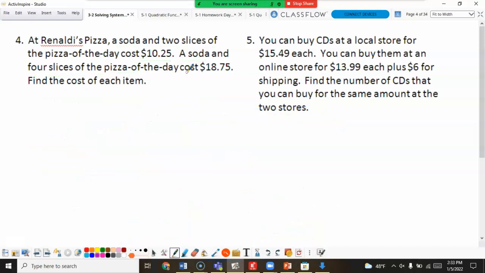We can also use these ideas to determine when we should do or purchase something from one store versus another. So it says you can buy a CD at a local store for $15.49.